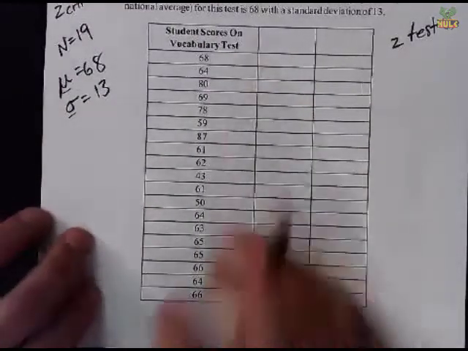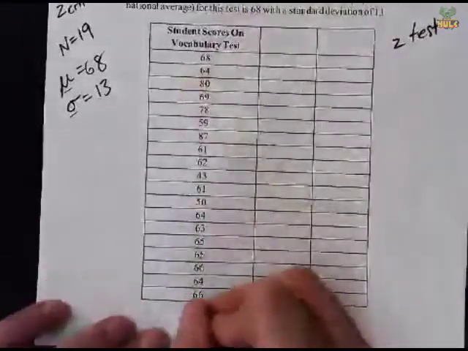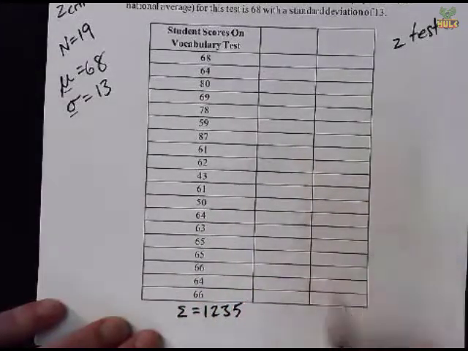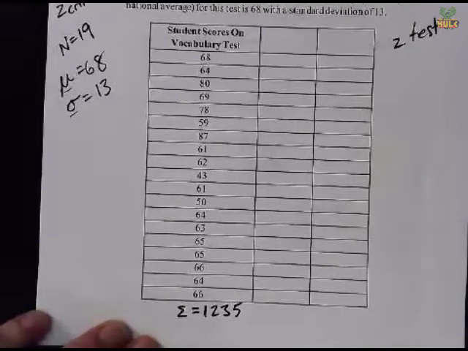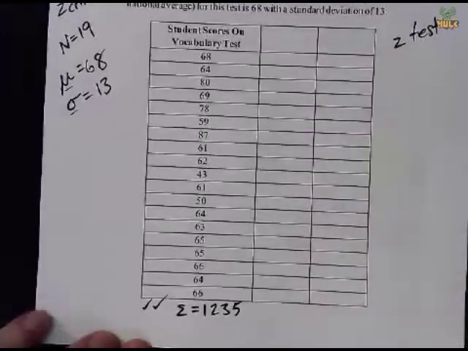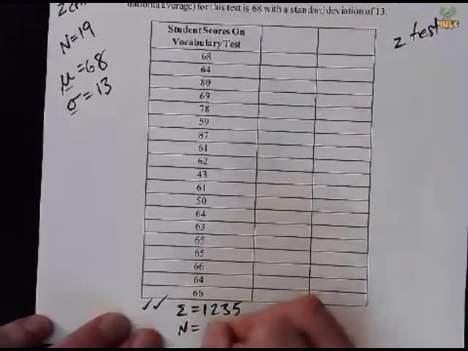So let's add all these together. All right, 68, 64, 80, 69. All right, sums up to 1,235. I'm going to do that again in my calculator just to make sure. I'm not going to make you have to watch that though. All right, it works. It's double checked. I didn't make any errors. Sample size is 19. N equals 19.